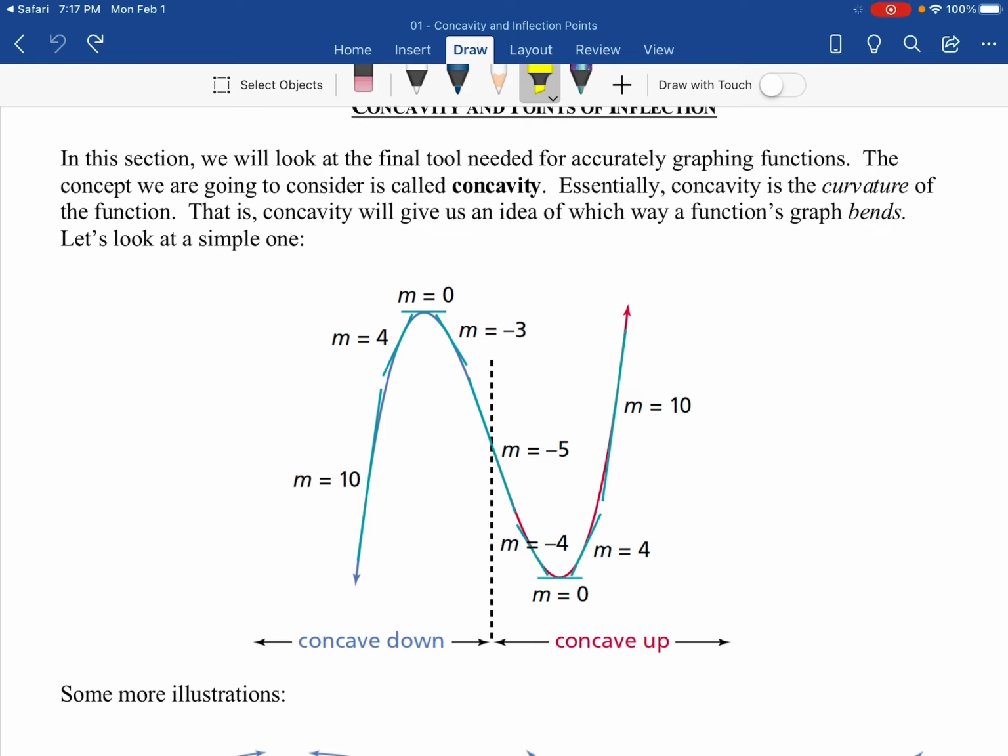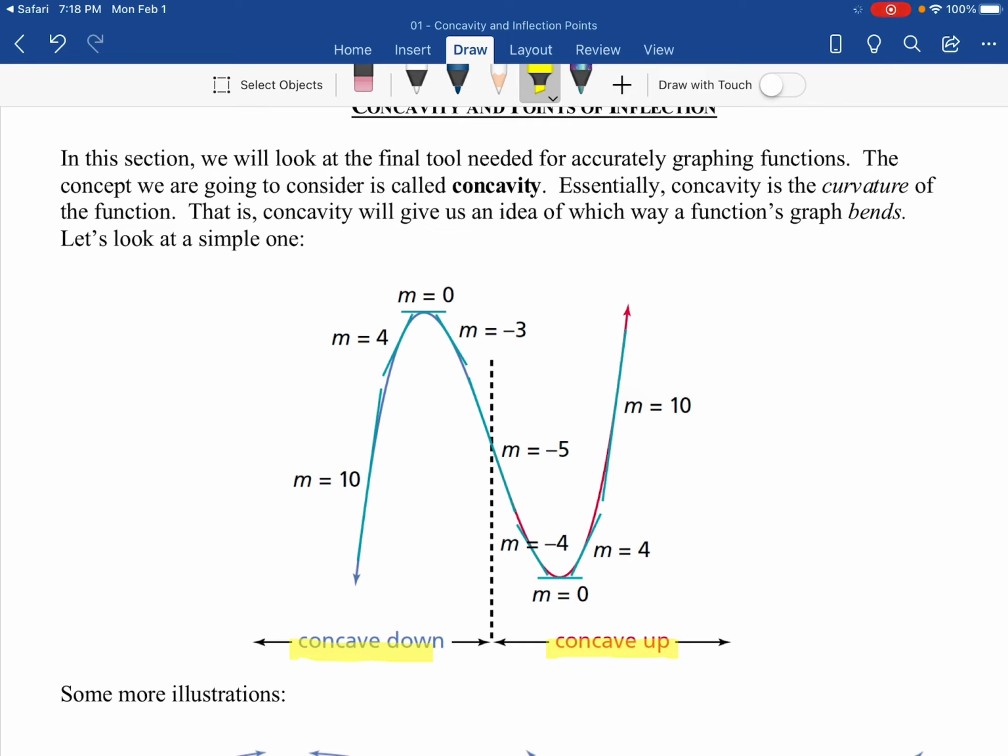If you look at this function here, it's just a simple function that goes up for a while, down for a while, and then back up for a while. I want to first focus on these words at the bottom here, concave down and concave up, because that really gets the whole idea of concavity clear. And there's a whole bunch of numbers on the graph. Don't worry about those for a second.